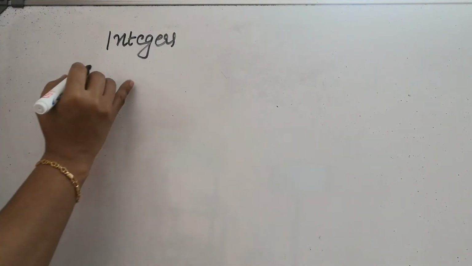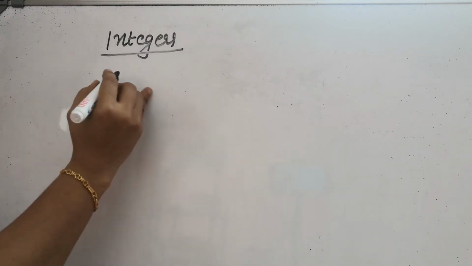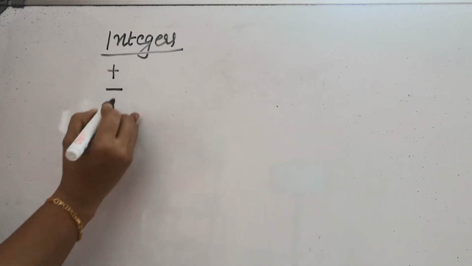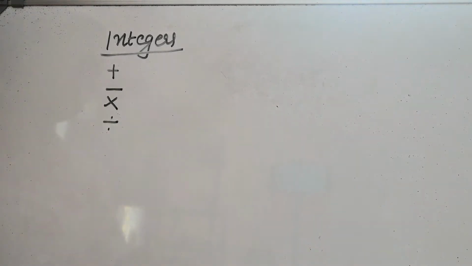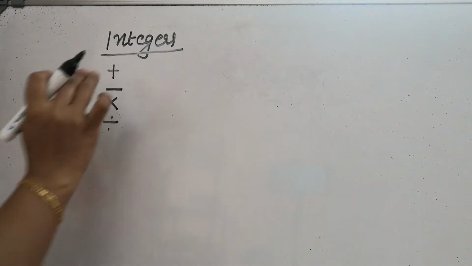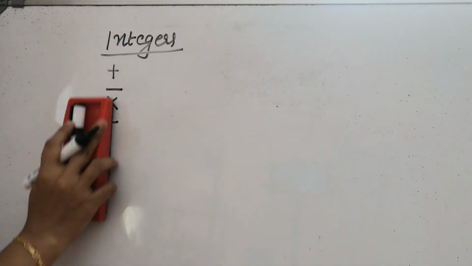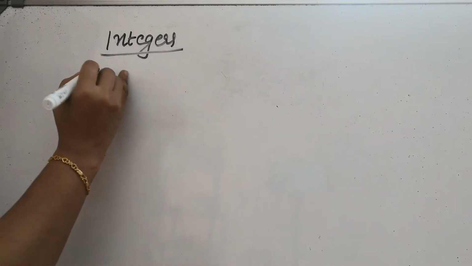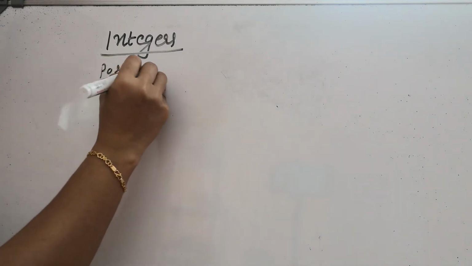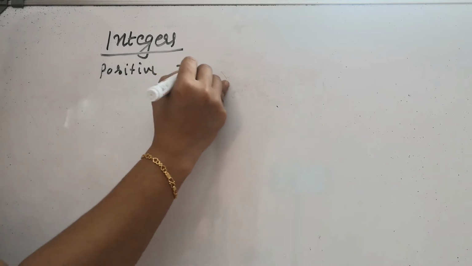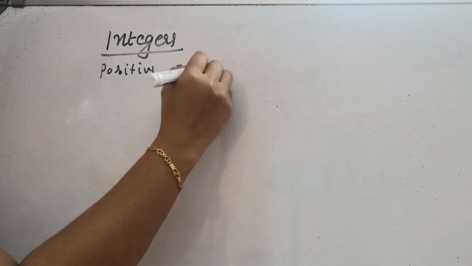Today we are discussing integer operations. There are four types of operations: addition, subtraction, multiplication and division. Okay, so before that, what is an integer? Which numbers are included in the set of integers? The positive and the negative numbers are included in the set of integers.